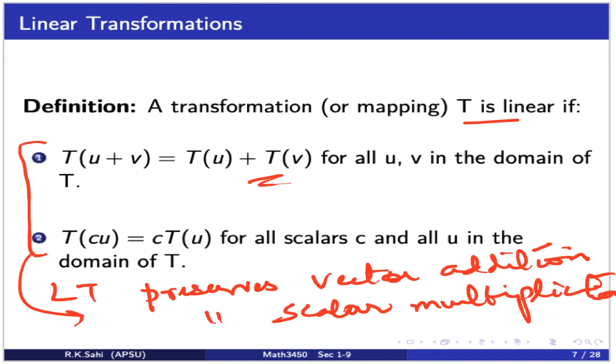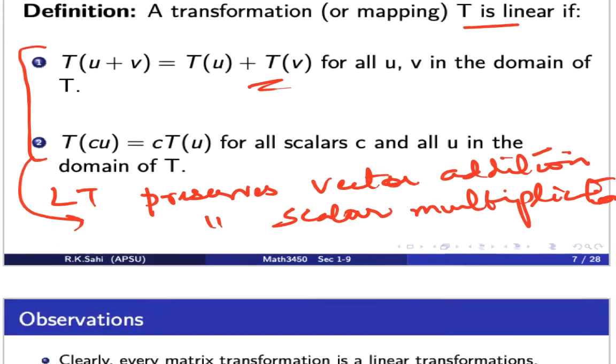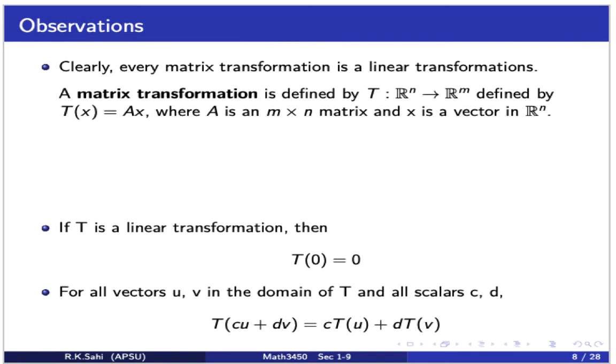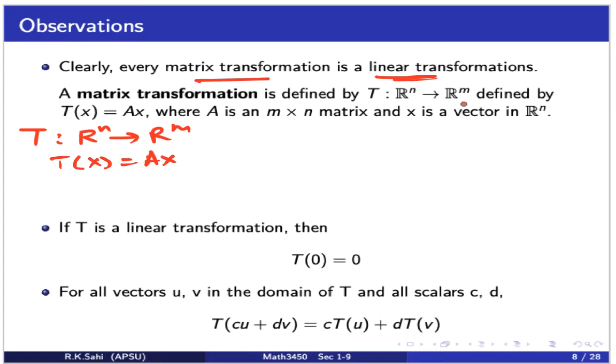Now, there's a relationship between a linear transformation and matrix transformations. So let's go back and study that too. We know that every matrix transformation is a linear transformation. And what is a matrix transformation? We have already said, T is defined by this. Let's look at it. A matrix transformation is a mapping T from Rn to Rm defined by T(x) equals Ax. And this says every matrix transformation is a linear transformation.